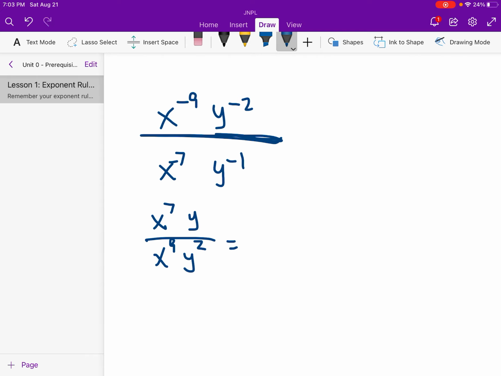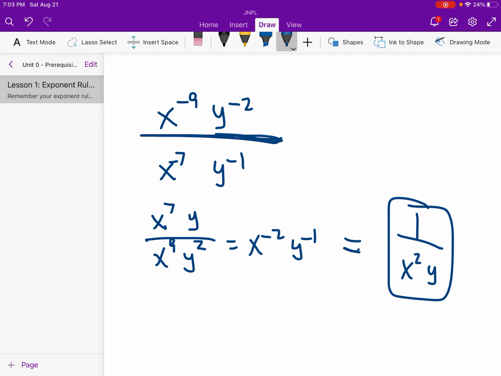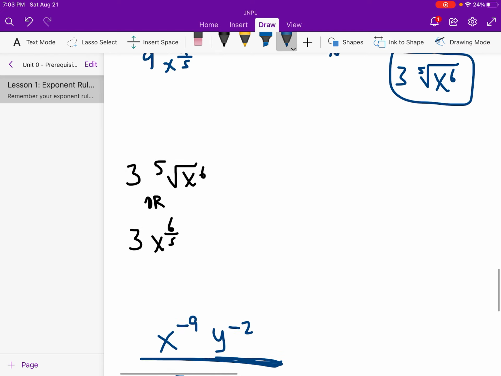Now we can solve. 7 minus 9 for x would be x to the negative 2nd. 1 minus 2 for the y's would be negative 1, and then we could further change that to this. So there you go. That is review of exponent rules.